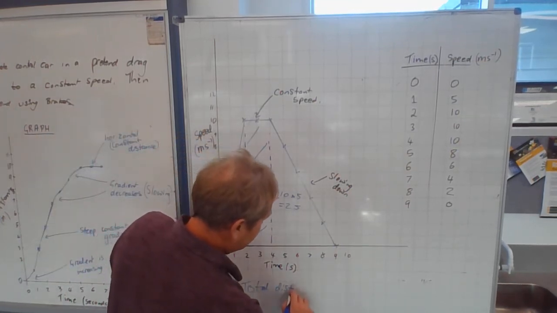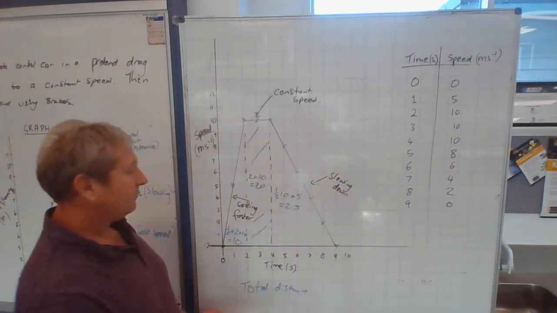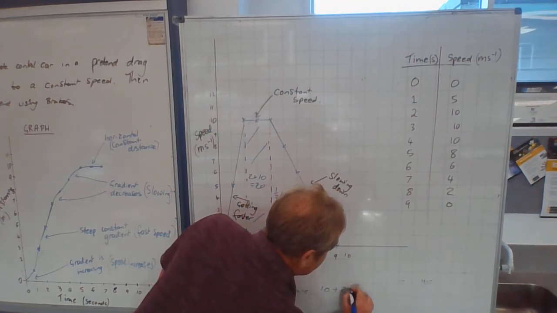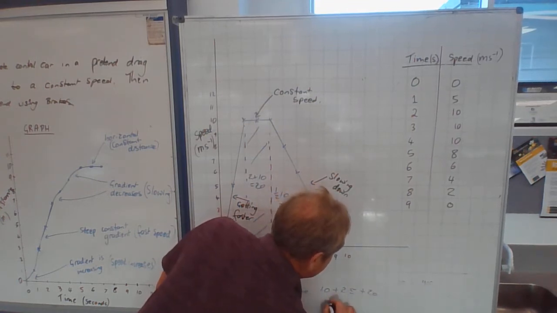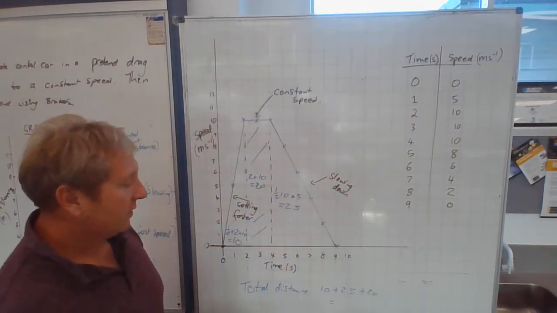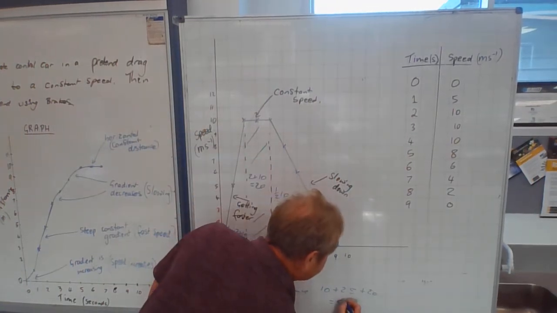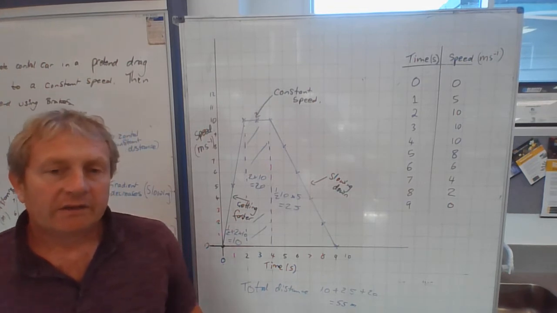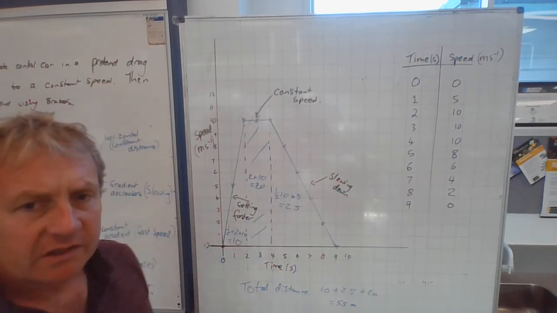Total distance is 10 plus 25 plus 20, equaling 55 meters. And that is the absolute basics of what we need to know on this.